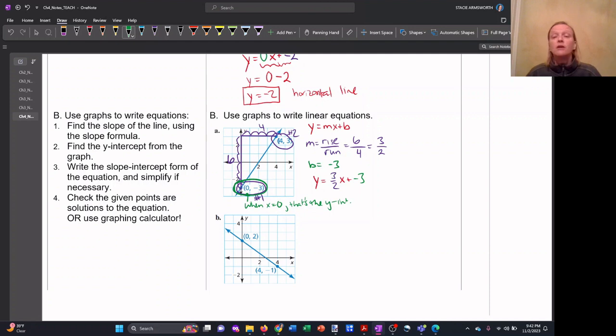Is this simplified? Not quite. I have two consecutive signs here that can be combined for a final equation, which is y equals 3/2 x minus 3.